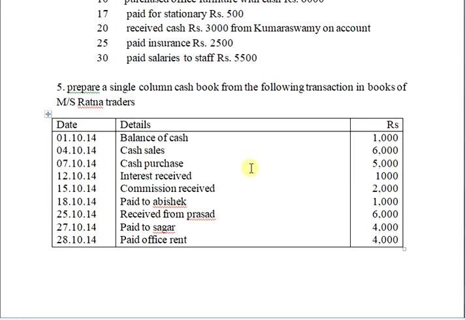7/10/2014 is given. Cash purchase. When we purchase goods for rupees 5,000, our cash balance reduces. It should be shown under the credit side. 12/10/2014, interest received. When we receive the interest, our cash balance increases, so it should be taken under the debit side. 15/10/2014, commission received. When we receive the commission, our cash balance increases, so it should be taken under the debit side. 18/10/2014, paid to Abhishek. When we pay to Abhishek, our cash balance reduces, so it should be taken in the credit side.